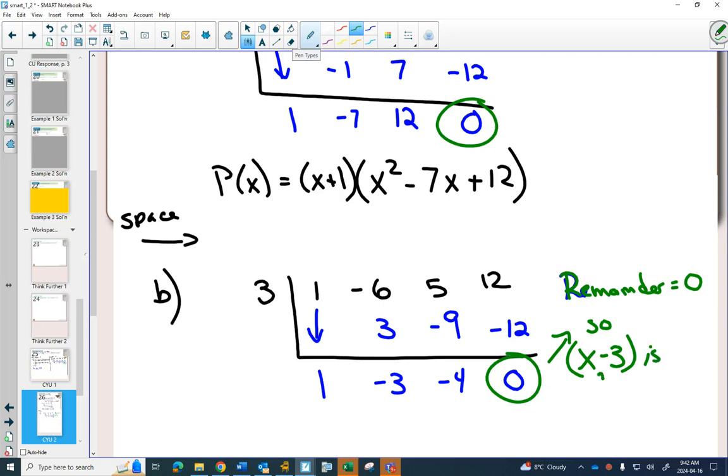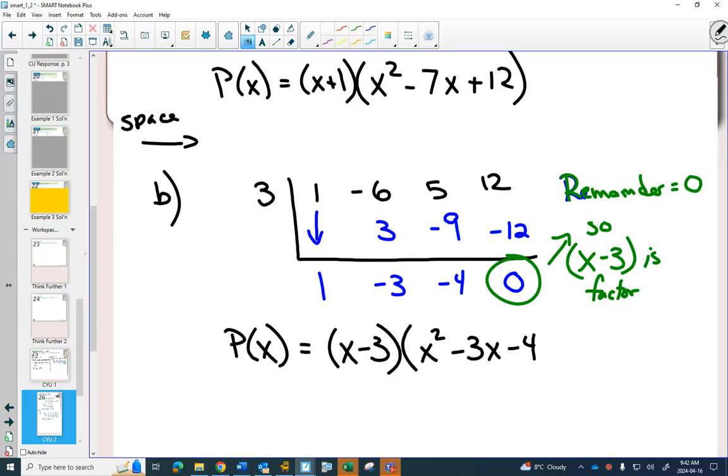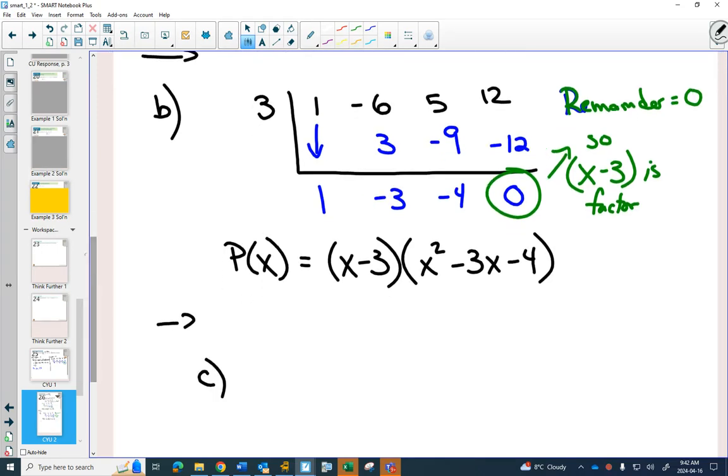So we now know that x minus 3, by the factor theorem, is a perfect factor. And I can write my division statement this way: p of x could have been written as x minus 3 multiplied by x squared minus 3x minus 4. And again, we'll leave a little bit of space here and go to part C.